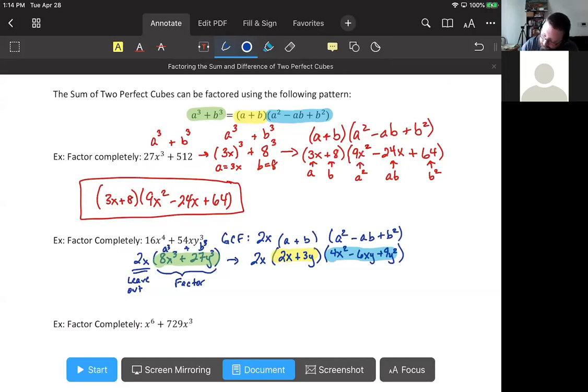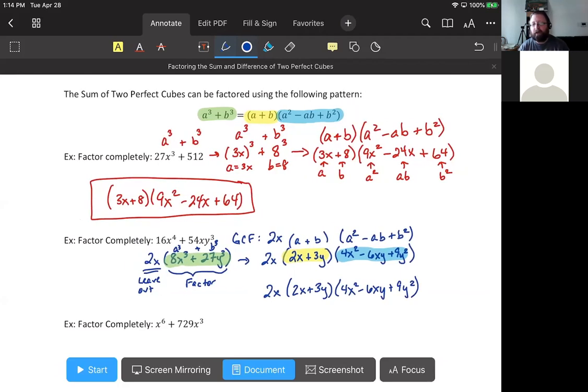So our final answer there, we've got the 2x out front, that's from the GCF. We have 2x plus 3y, which is your a plus b. And we have 4x squared minus 6xy plus 9y squared, which is that trinomial, a squared minus ab plus b squared. So that is fully factored.